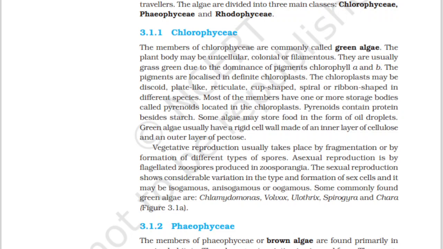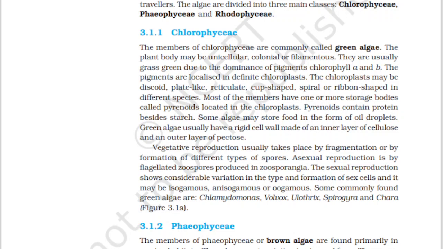Okay, this is also quite important. Pyrenoids contain protein besides starch. Where are they located? In the chloroplast. Some algae may store food in the form of oil droplets. Green algae usually have a rigid cell wall made of an inner layer of cellulose and an outer layer of pectose. So here cellulose and pectose are part of the cell wall structure.